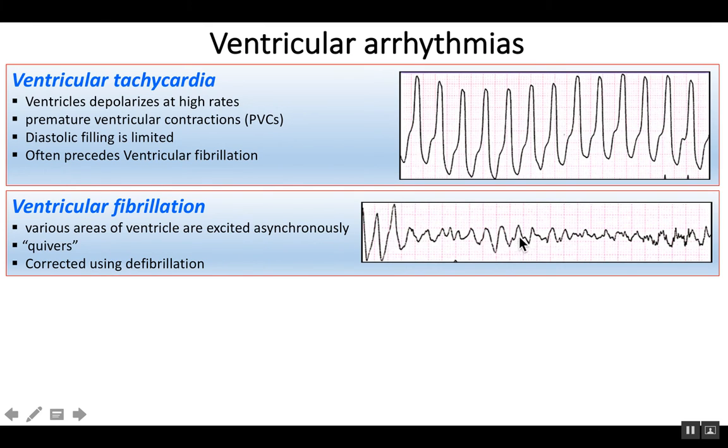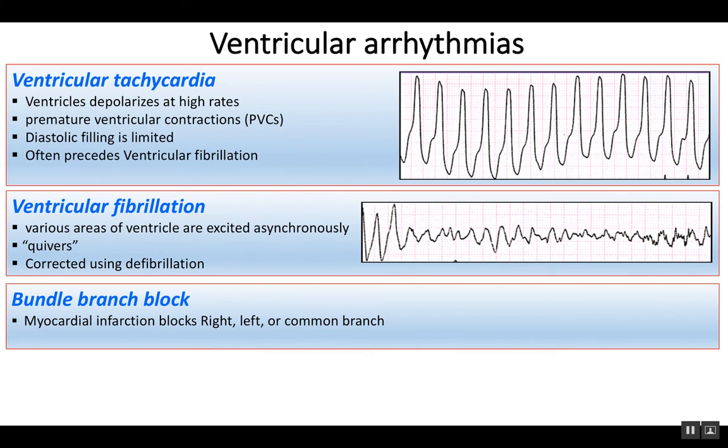These are a bunch of little QRSs, and the ventricles are just quivering. And when they quiver, they don't pump much blood at all. This is the situation where we would have to use a defibrillator to try to shock that heart back into a normal rhythm.